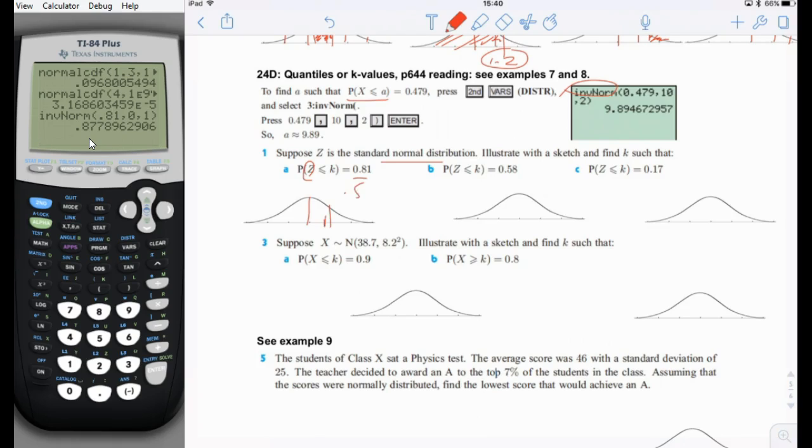Okay? So basically what this is saying is the area that is less than 0.878 is 0.81. Okay, let's do the next one. The probability that Z is less than k is 0.58. It's probably going to be somewhere around here, right? Because it's about 50%. So we'll do this again. You just grab this and edit it. So instead of 0.81, I'm going to put in 0.58. Mu is 0, sigma is 1. Oops, it's 0.202.